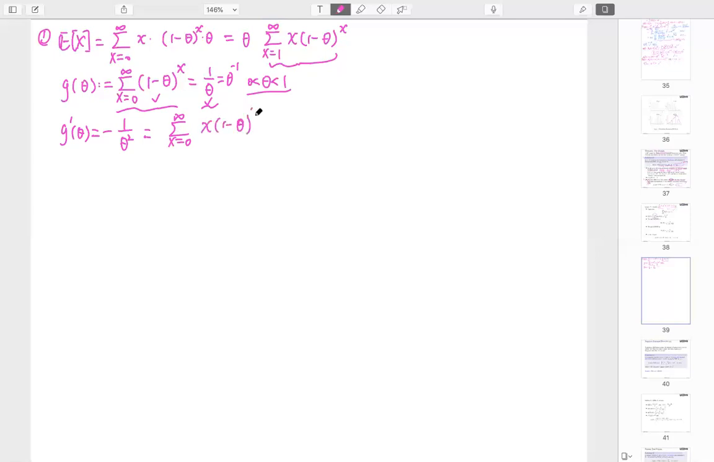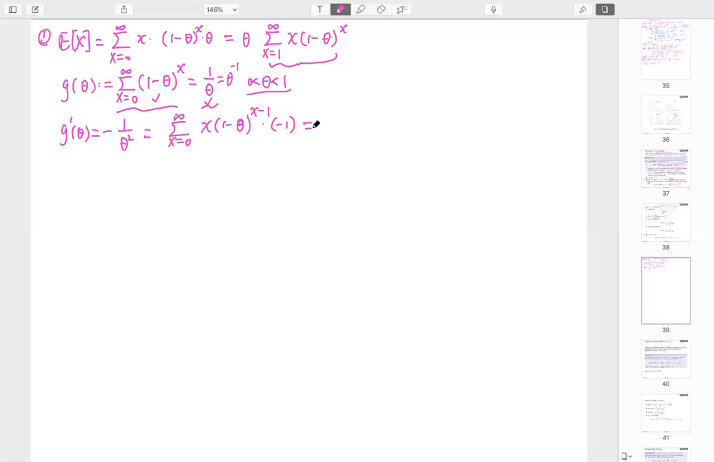This is not complicated. It's a power function of theta, meaning I'm going to treat x as a constant. That's why it's a power function, not exponential type. Now what do I have? By the way, because of the chain rule, I do have a negative, because inside is 1 minus theta.